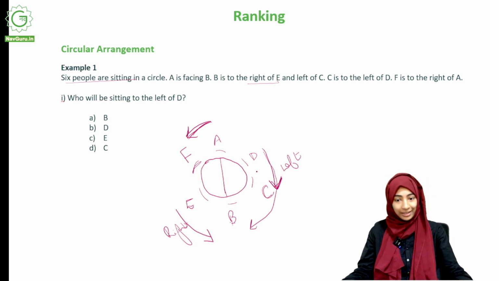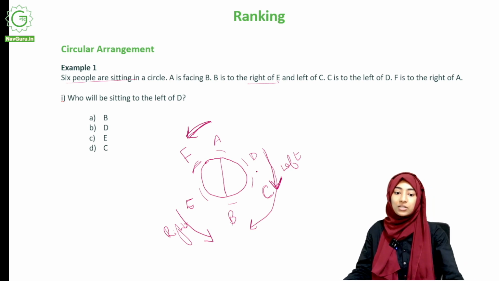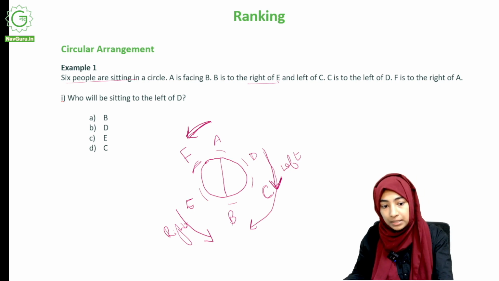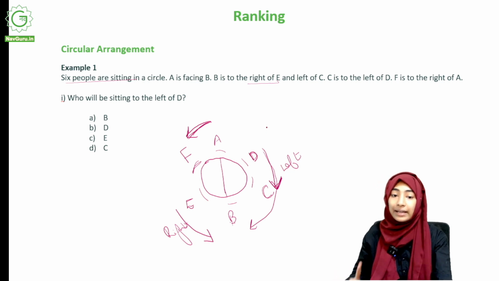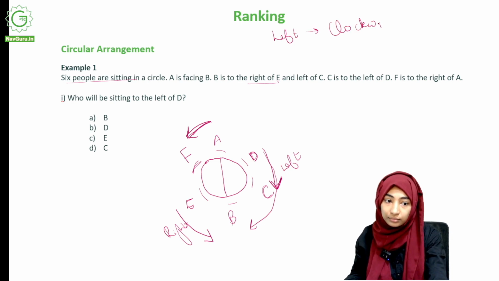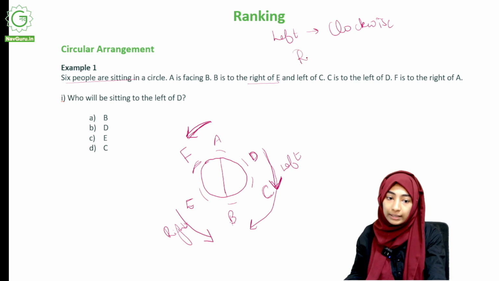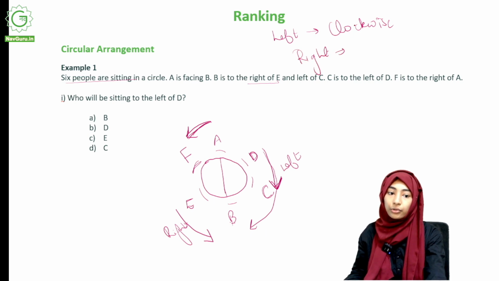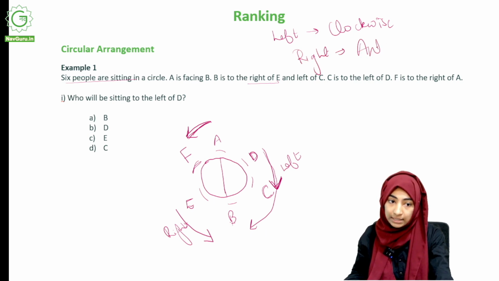I'm sorry. But yeah, who will be sitting to the left of D? So this is D. How do you find left? For left, okay, I'll just write it here. For left, you just draw a clockwise arrow. For right, you draw an anti-clockwise arrow.